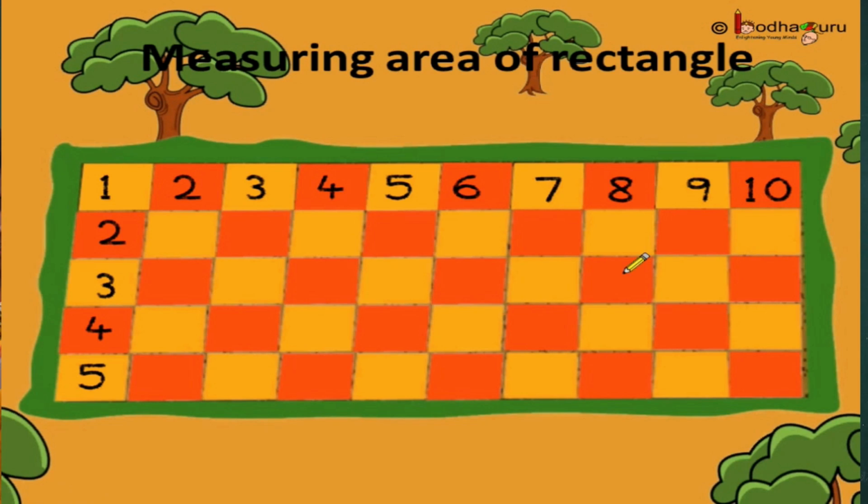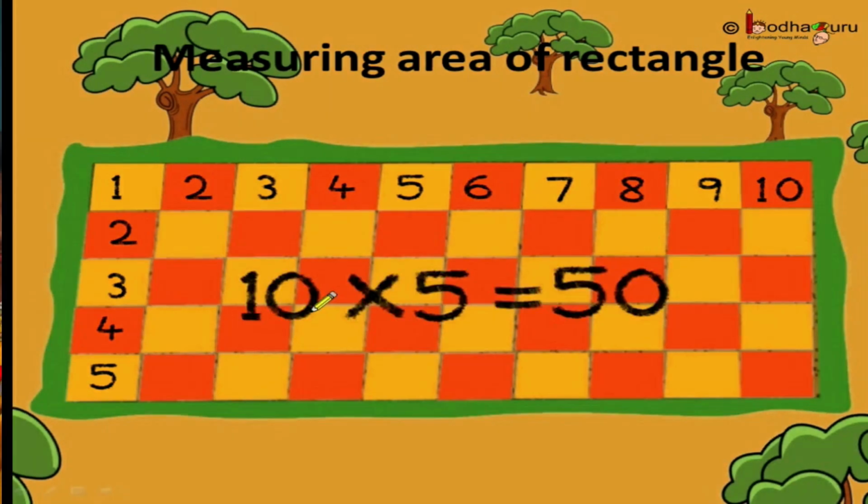That is row into column. 5 into 10 is equal to what, children? 50. Very good. So totally 50 tiles were used to fill this land. What is the area of this land, children? Very good, 50. How do we find the area of this land? Row into column. So 5 rows, 10 columns. 5 into 10, 5 tens are 50. So the area of this land is 50.